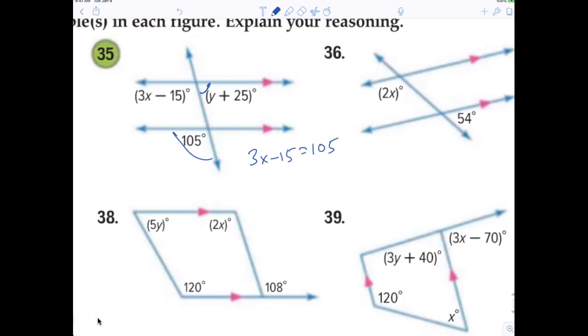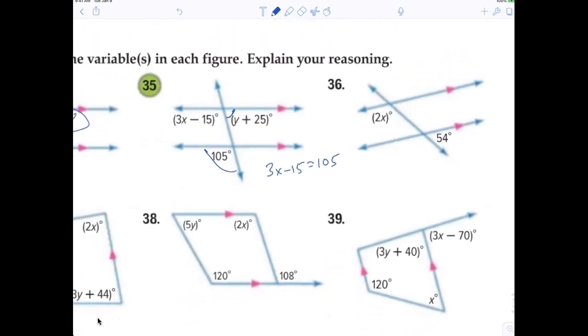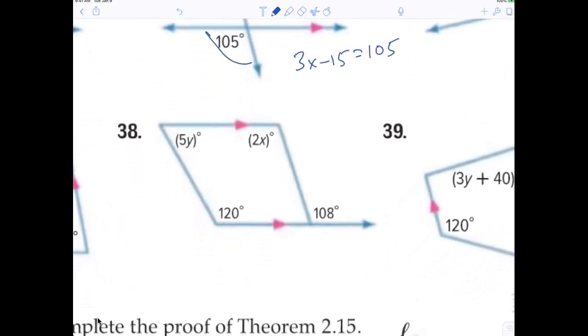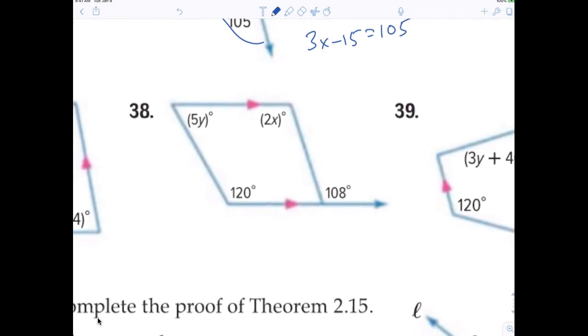Very easy. Just like on 36. What's true about 2x and 54? They equal 180. Because one is acute and one is obtuse. That's how we're doing it. All right, so let's look at 38. What's true? Give me the two equations. Someone who's not saying much. Someone tell me about 38. Thank you, Ava. What are you thinking?